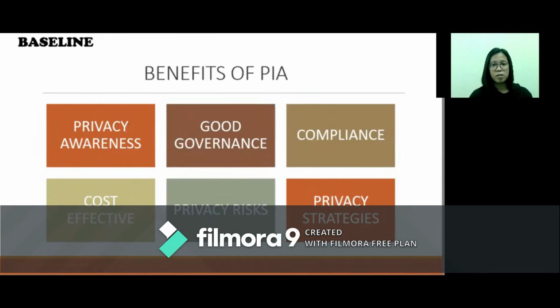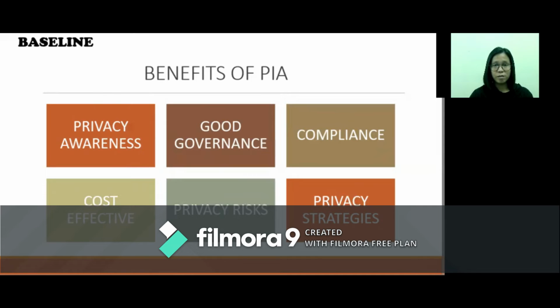Here are the benefits that we can get if we are practicing the proper privacy impact assessment. First, we have privacy awareness. We should always post a poster about the data privacy law to make sure that everyone is aware of it. We have good governance, so we have to properly train the employees and have meetings or evaluations to make sure that everything is right in place.